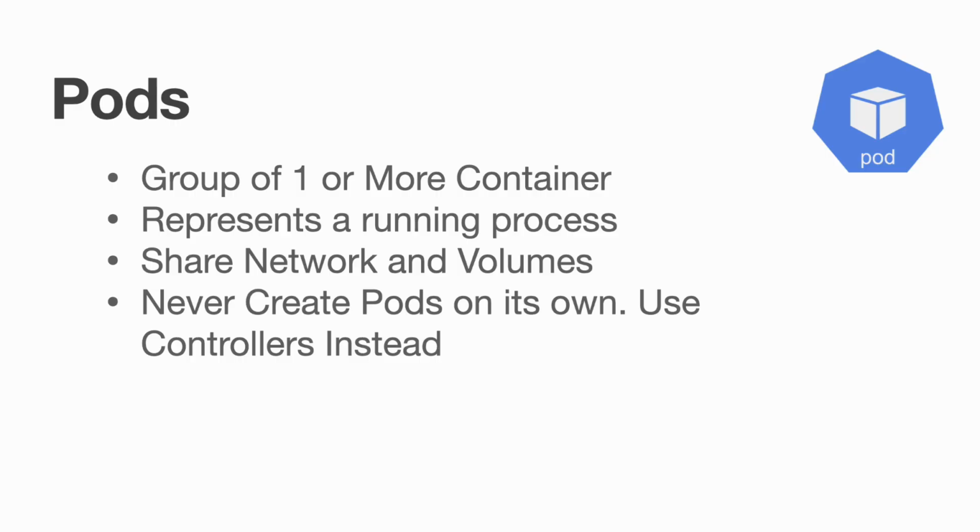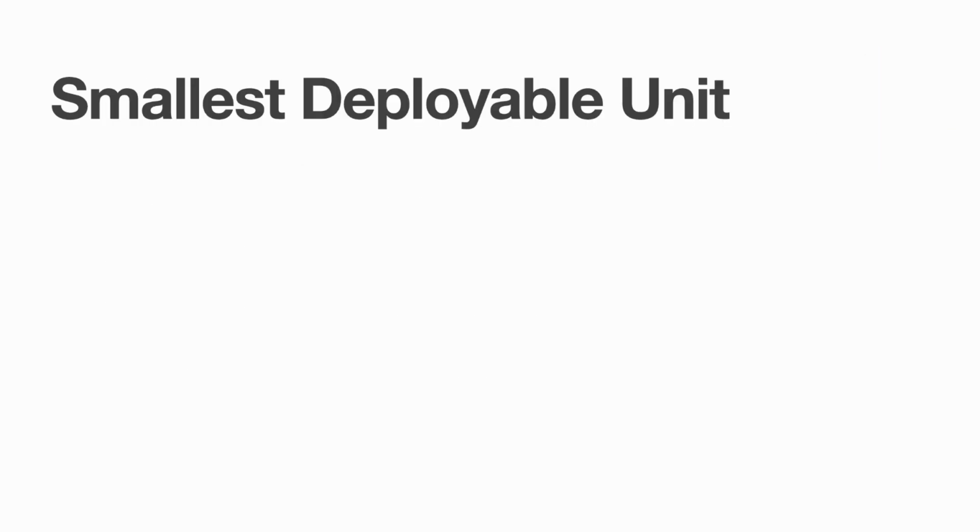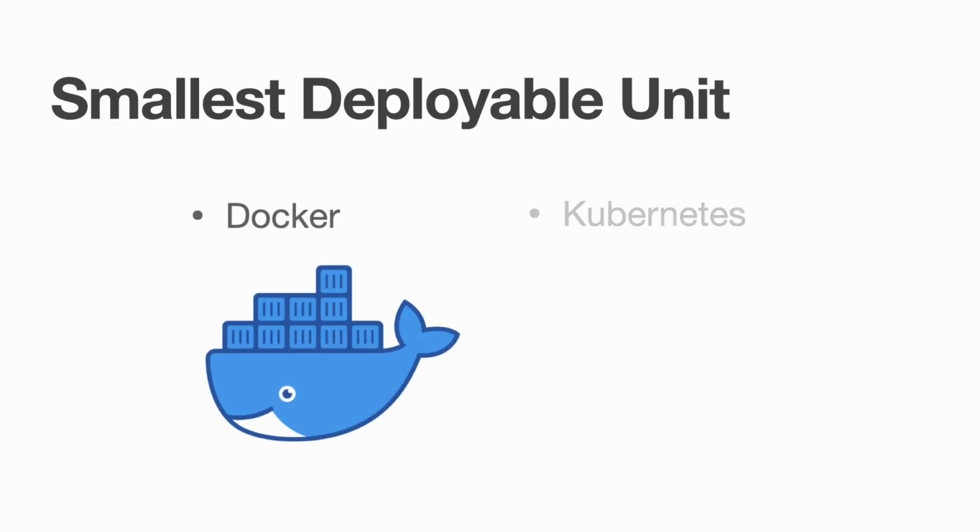Now, the reason why I'm saying that you should never create pods on its own is because pods are ephemeral and disposable. Ephemeral means that they're not long-lived, therefore they are disposable. And remember, I said that Kubernetes is an orchestrator, and we have a bunch of controllers that monitor the state of our cluster. So if a pod dies, and you created a pod on its own, then there is no way that Kubernetes knows how to manage and bring another pod for you. More on this later, but remember I said the smallest deployable unit for Docker are containers, and for Kubernetes are pods.